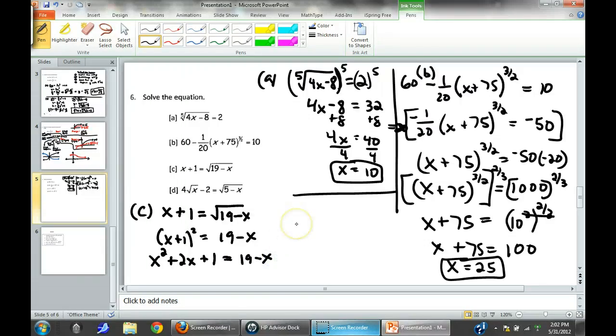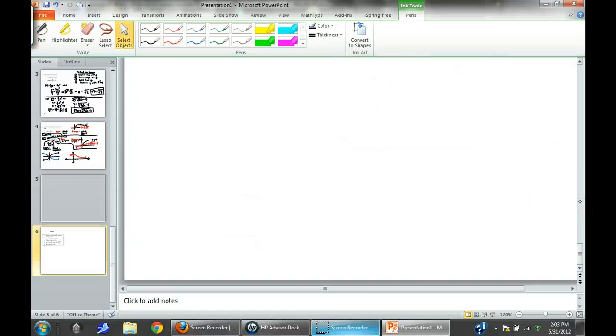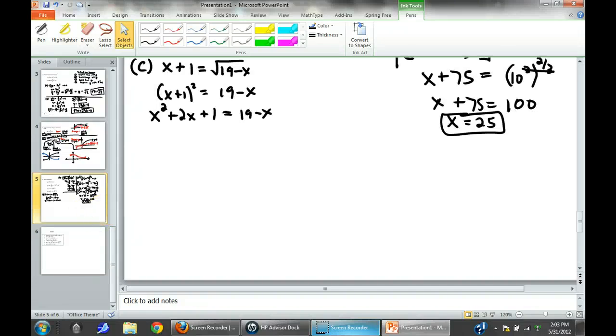Okay. And then we have to set it equal to 0. Set it equal to 0 by subtracting the 19 over, adding the x over.